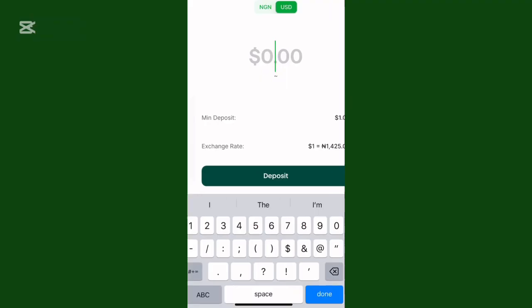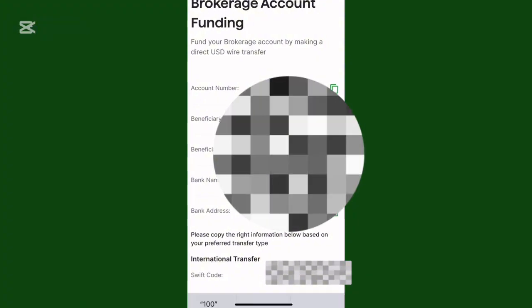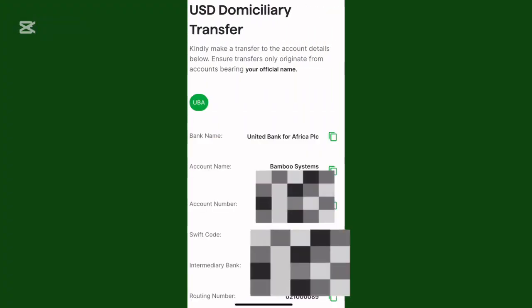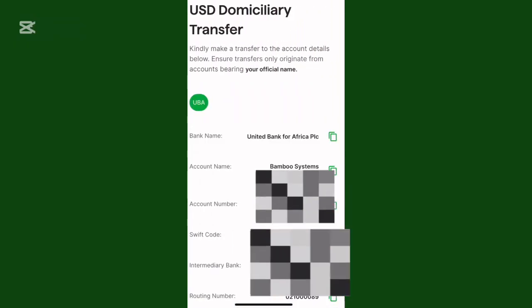You click on USD wallet. The same process, deposits and transfer. If you click on deposits, it will give you options of debit or credit cards for USD. You can either use Paystack or Flutterwave. For Paystack, the charge is $3.1. Flutterwave is $2.9. So whichever is convenient for you. You can also do a domiciliary transfer. From your domiciliary transfer, it will now display your unique account number for that purpose.